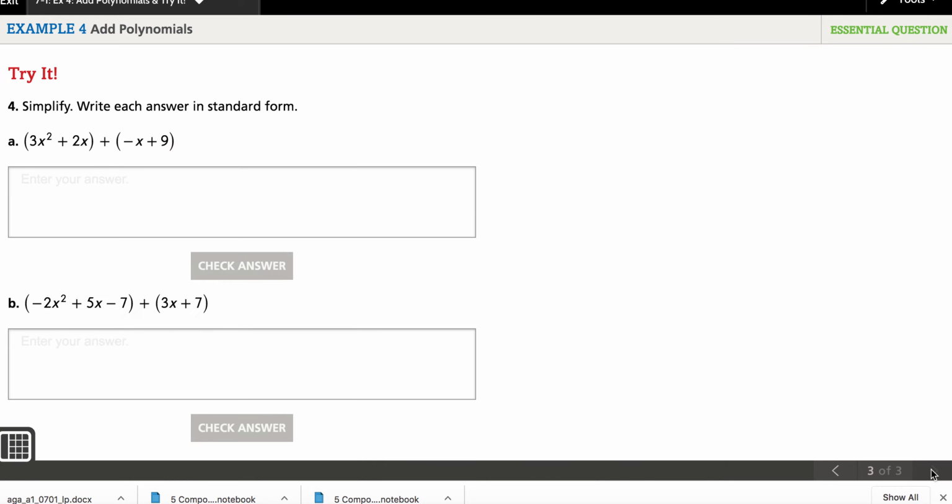Okay, this is going to be your classwork. We're going to post this in Google Classroom, so you'll be solving both these polynomials. You're simplifying, and you write each answer in standard form. Simplify. First step, I'm going to give you a hint: you get rid of parentheses, and then you combine like terms if you find any, and then you put them in standard form, in order from the greatest exponent to the smallest exponent.